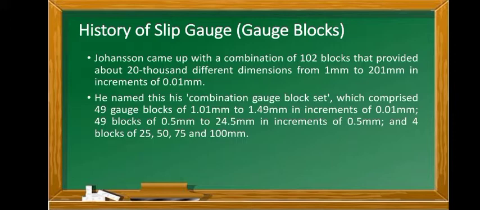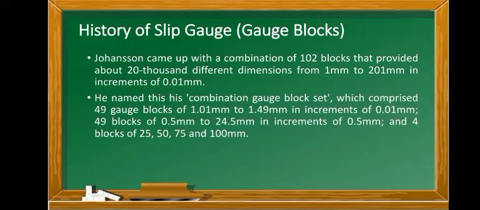Actually, in the full detailed history, Mr. Johansson added one more block, which is the 1.005 mm block. So, that makes 103 blocks. And then, in 1909, 9 more blocks were added, in total 112 blocks. And there were also challenges faced by him. But anyway, we will not dig deeper into the history as long as the important points are mentioned.